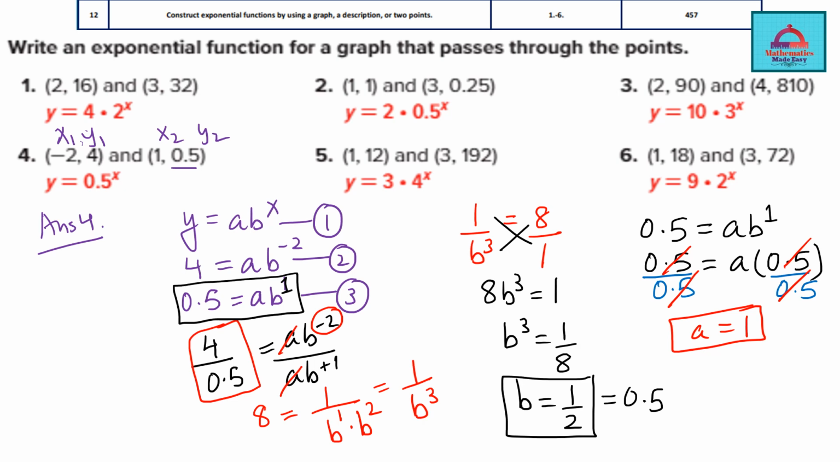So now the final answer is y equal to a b to the power x, where y is going to be equal to 1 times 0.5 to the power x. So as you see, y equal to 0.5 to the power x is your final answer for question 4.